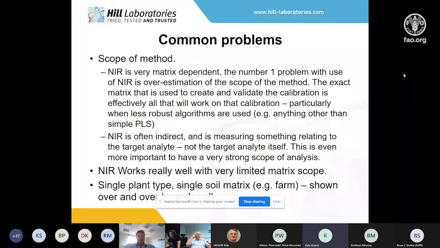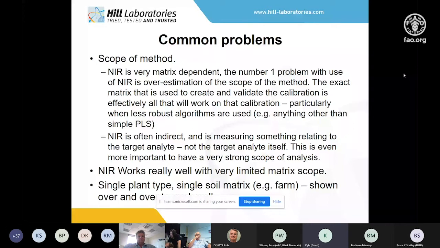The reason for this is that the method is very matrix dependent. So what is the scope of your method? What's the scope of your calibration? What's included and what's validated is all your NIR calibration is going to work for, which is why we have tens of thousands of samples. We've got samples from across New Zealand in all our calibrations. And even then, we still operate it with quite a low level of trust, which is why we redirect a lot to the reference methods.